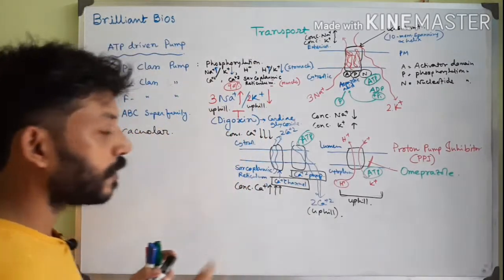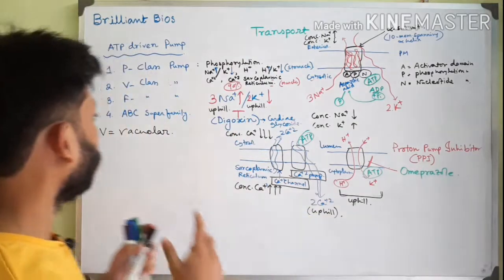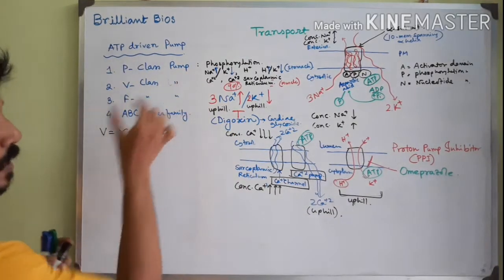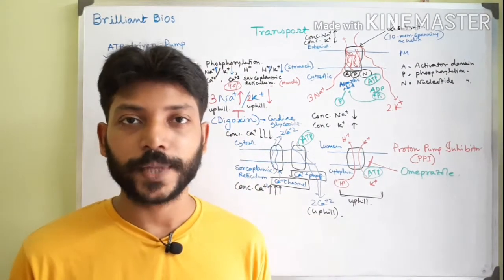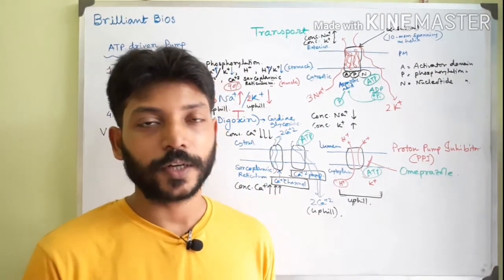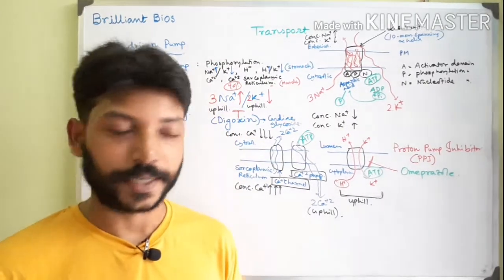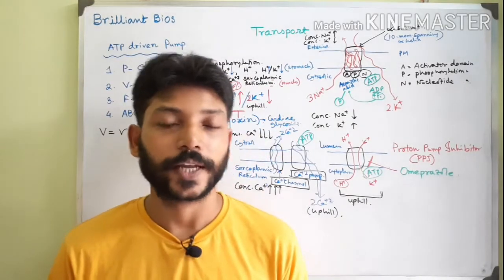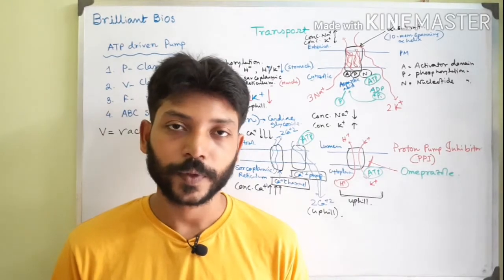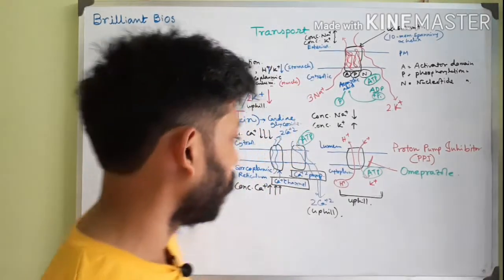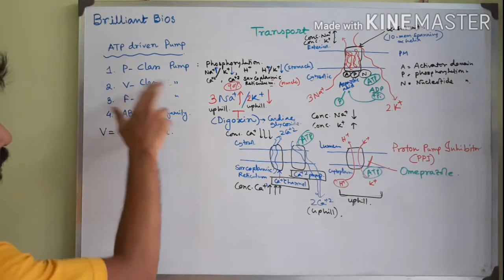I cannot draw the exact structure of this vacuolar or V class pump because it has so many subunits and the structure is so complex. It is very difficult for me to draw it properly. So I will draw a schematic diagram, but I refer you to see this diagram in Alberts, Lodish, or Pollard, any book. You can see the picture of this vacuolar V class pump.